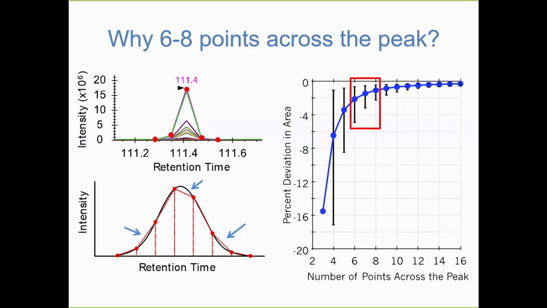Now, what we find is the best way to avoid measuring lower than 6 points across the peak is actually to try to tune the instrument so that we're working with about 10 points across the peak. This is mainly because peptides that elute at the beginning of the chromatogram or at the end of the chromatogram tend to be narrower than those in the middle.